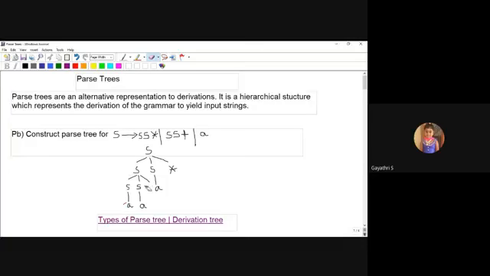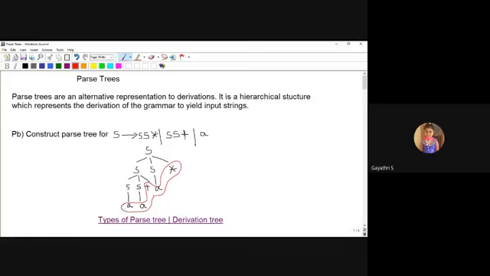This is actually replaced by, this is actually plus. Okay. C A plus A multiplication. This is the yield of this parse tree.